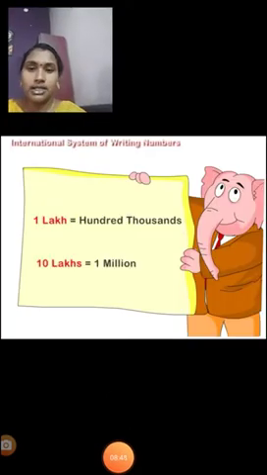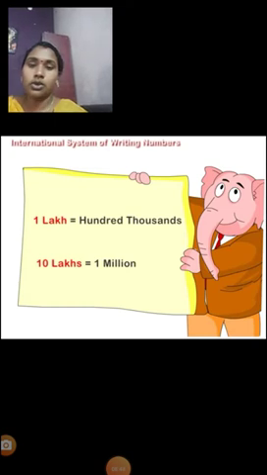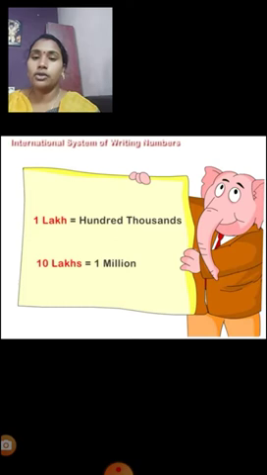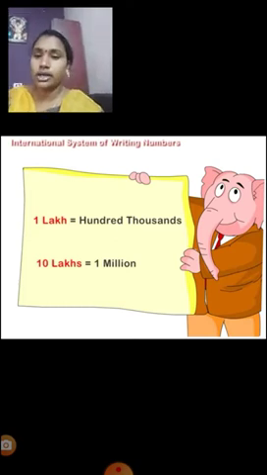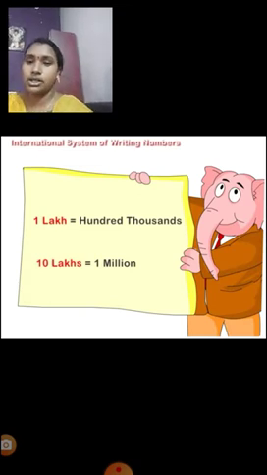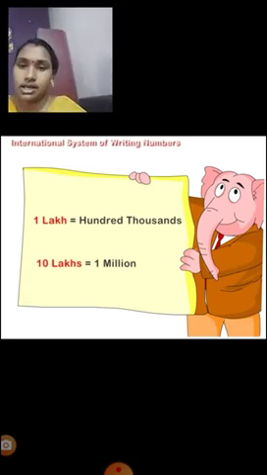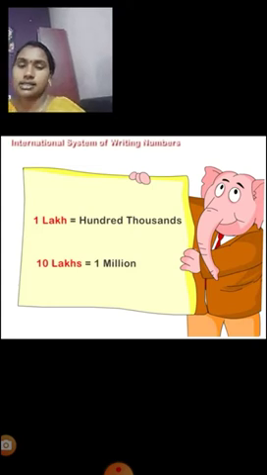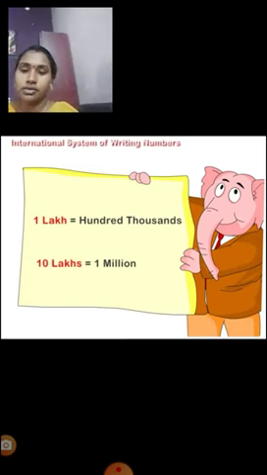Let me repeat. 1 lakh is equal to 100,000. 10 lakh is equal to 1 million. Okay, children? Whenever you are in the international system, you will not have lakhs or crores. Instead, you will have 100,000, millions, 10 million, billion, 10 billion. So you will not have lakhs, 10 lakhs, crores and 10 crores in the international system of numbers.